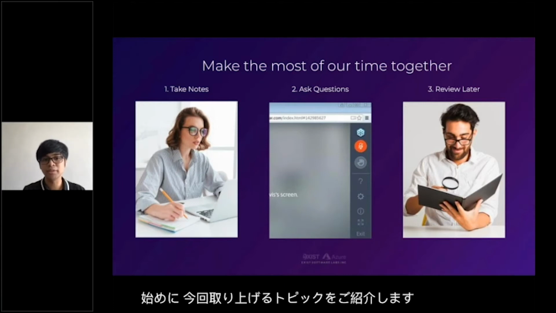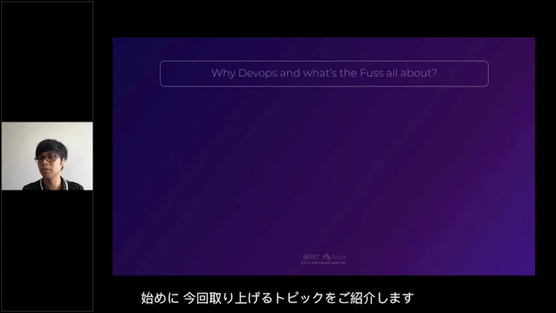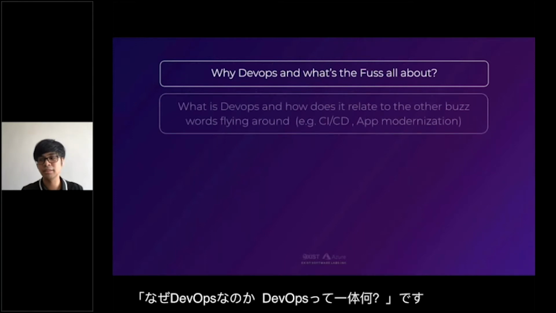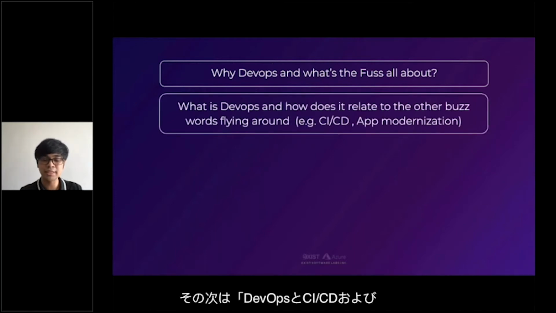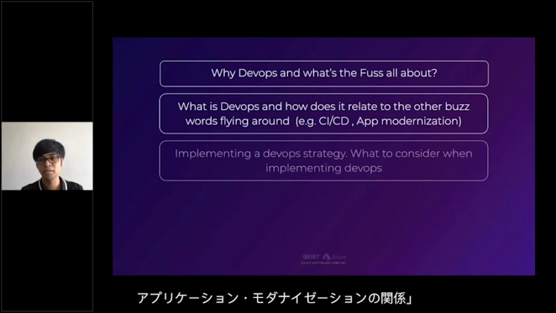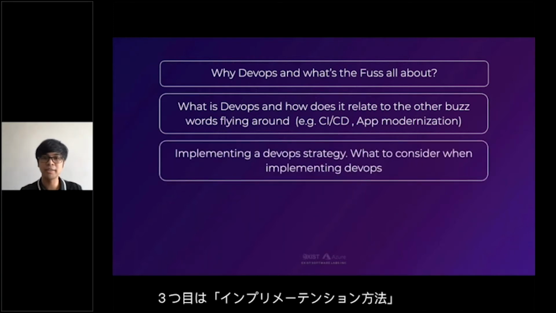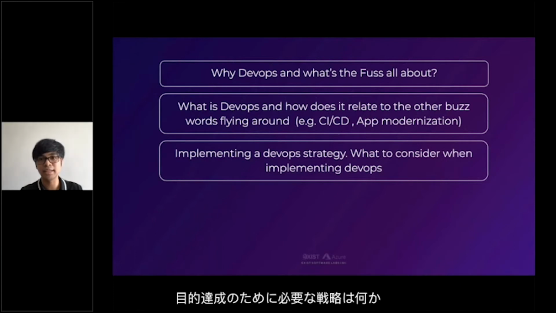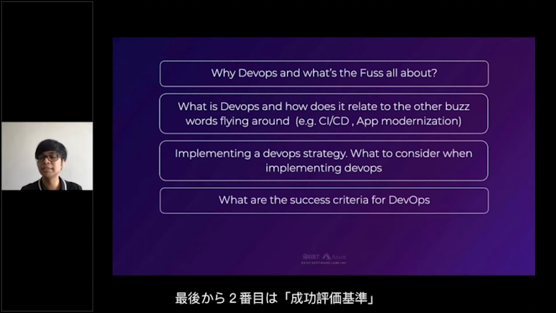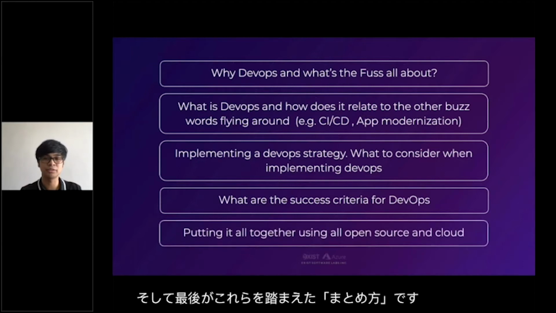To start with, I want to raise some of the topics that we would cover during this webinar. First question would be, why DevOps and what's the fuss all about? Second, how does it relate to your CI/CD and your app modernization? Third would be, how can I implement it? What are the strategies that I need in order to achieve those? Second to the last, sorry, would be the success criteria. And last would be, how do I put it all together?